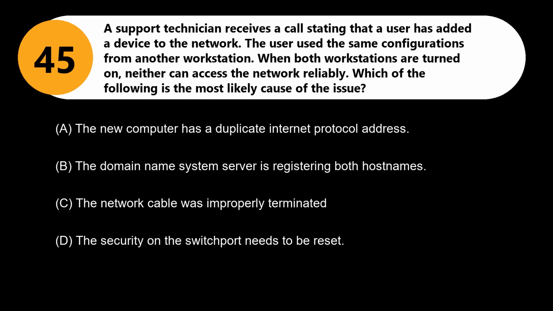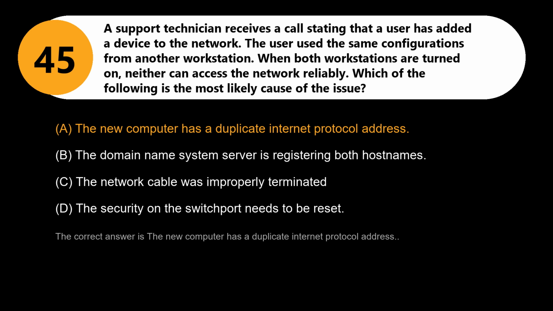Question 45. A support technician receives a call stating that a user has added a device to the network. The user used the same configurations from another workstation. When both workstations are turned on, neither can access the network reliably. Which of the following is the most likely cause of the issue? Option A. The new computer has a duplicate Internet Protocol address. Option B. The domain name system server is registering both host names. Option C. The network cable was improperly terminated. Option D. The security on the switch port needs to be reset. The correct answer is option A. The new computer has a duplicate Internet Protocol address.